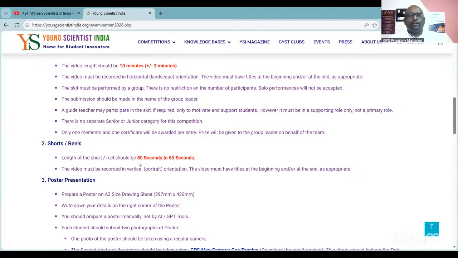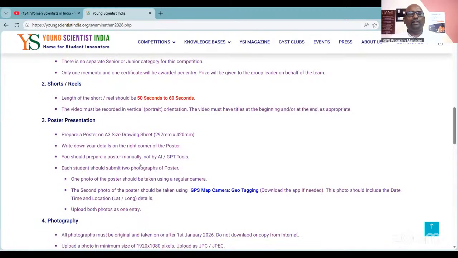Same, this you also have to record and submit to the Telegram group, but it should be recorded in portrait mode, vertical mode. So skit is for horizontal and this is vertical. So this is the difference. Right. Third one is poster presentation.